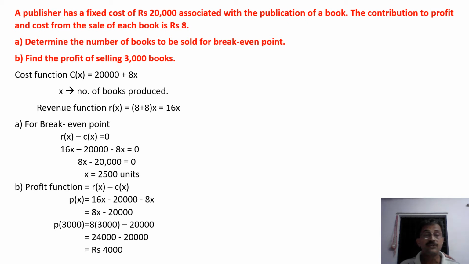Now what is the profit function? Profit function is revenue function minus cost function. So 16x minus (20,000 plus 8x). So it is 16x minus 8x, which is 8x, minus 20,000. So now to find profit of selling 3,000 books, P of 3,000 is equal to rupees 4,000.